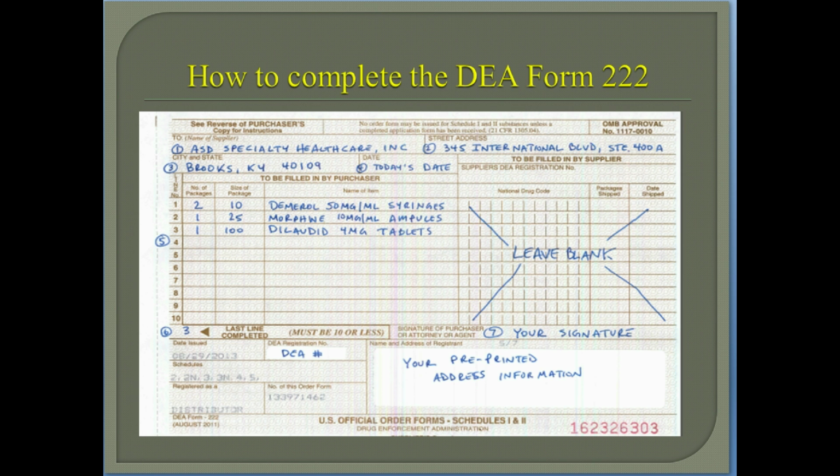Next, in step 6, you write the number that corresponds to where the last item ends. In this case, our last item ends in line 3, so we write 3 in step 6. Step 7 is the signature of the registered person. Then underneath, we write the DEA number of the pharmacy. The DEA Form 222 comes with the pre-printed information of the purchaser.